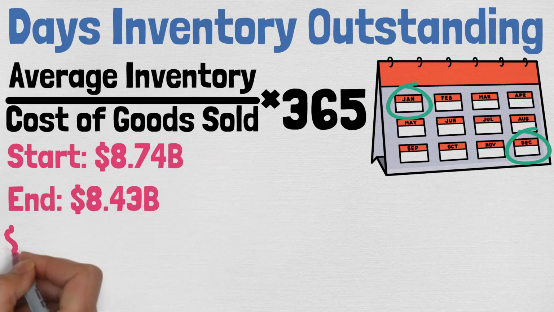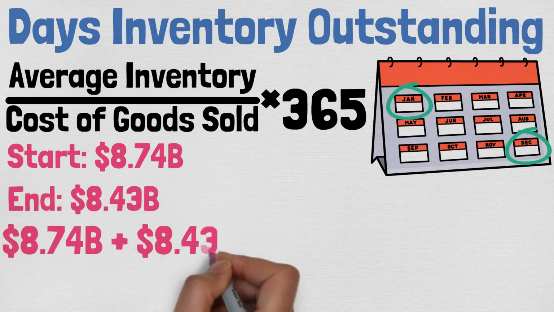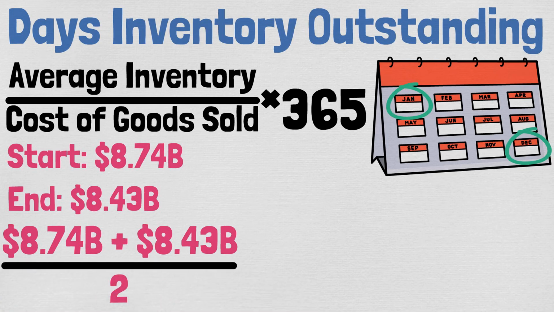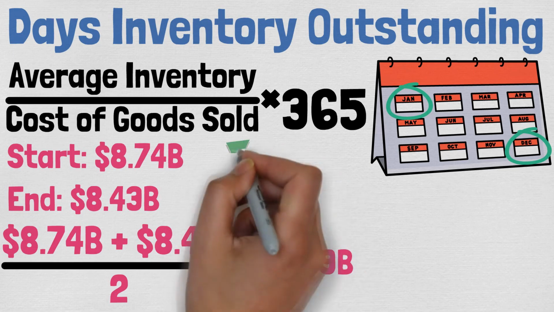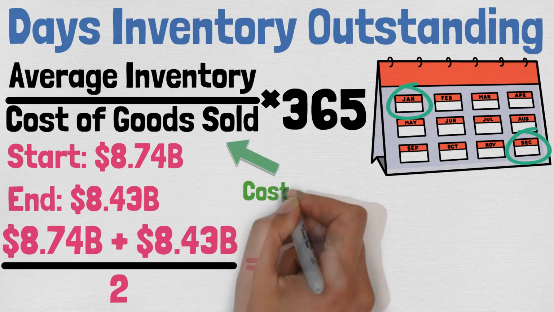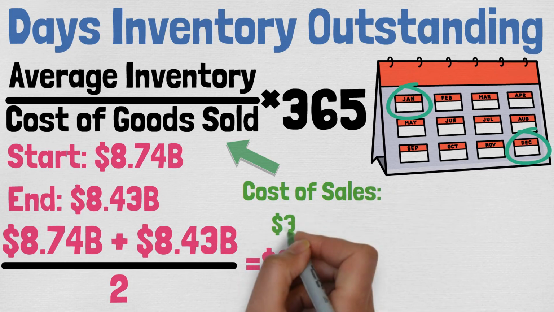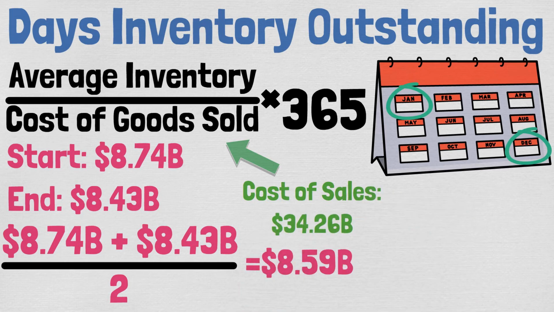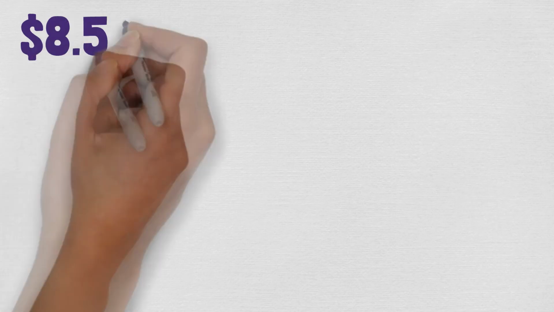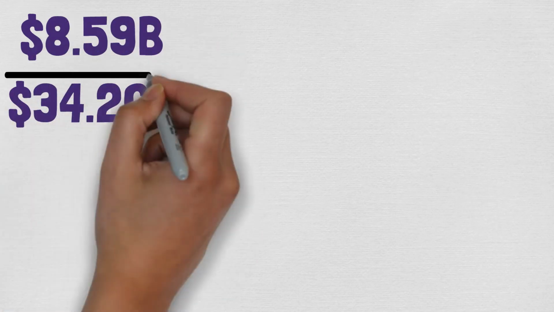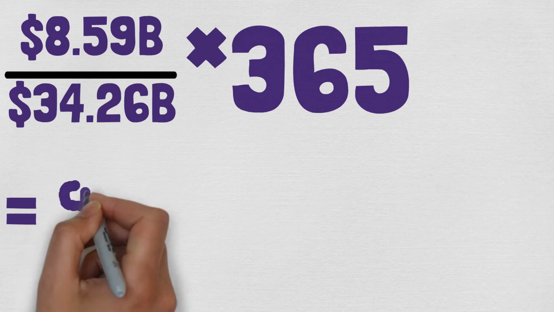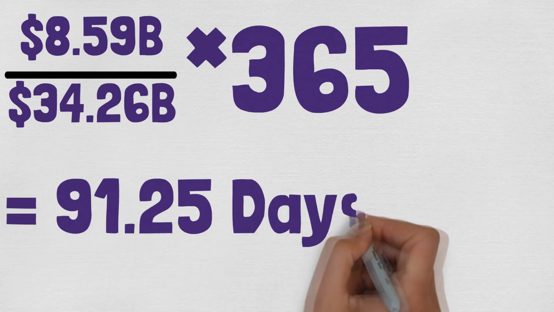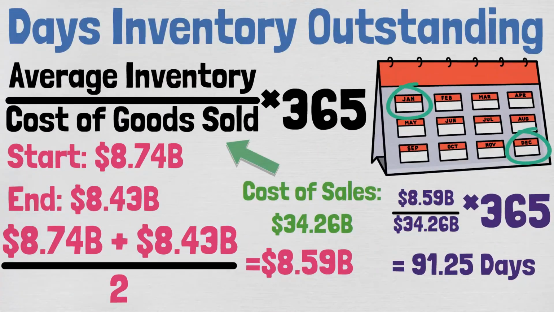Intel's 2020 beginning inventory was $8.74 billion and the ending inventory was $8.43 billion, so the average inventory was $8.59 billion. The cost of goods sold is sometimes called the cost of sales, and it can be found in the income statement. Intel's 2020 cost of sales was $34.26 billion. This means that the days inventory outstanding is 0.25 multiplied by 365, which equals 91.25 days. Days inventory outstanding is the number of days that it takes the company to turn its inventory into sales.